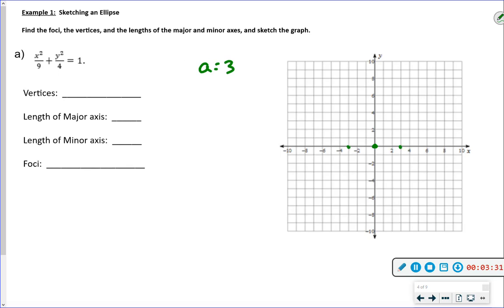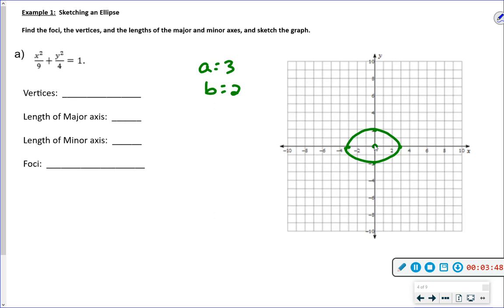4 is under y squared. What's the square root of 4? 2. Under y, 2 up, 2 down. And I'm going to try to draw an oval around this. Good. Okay. The rest of this is super easy too.